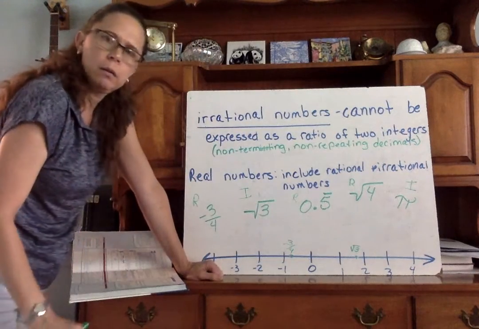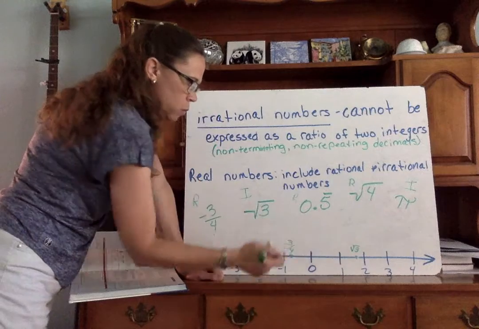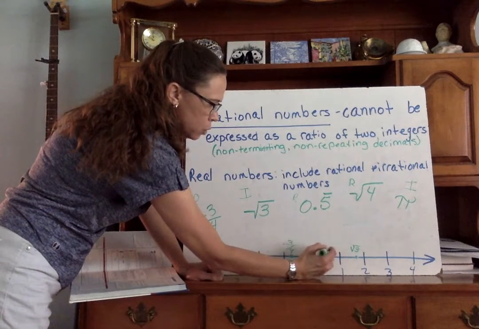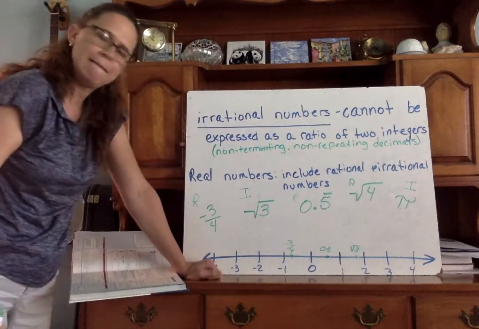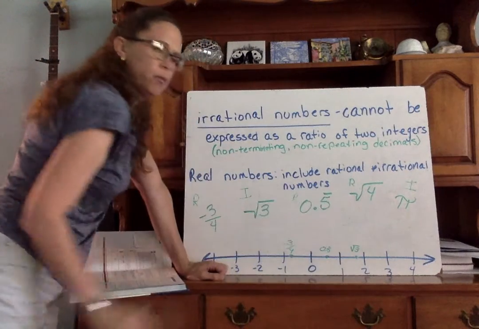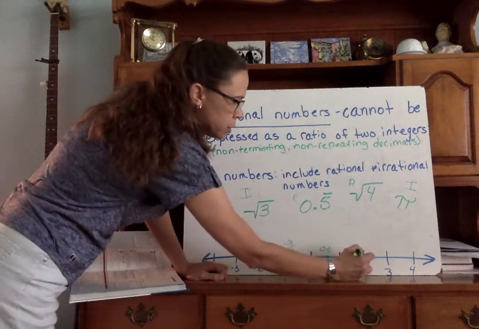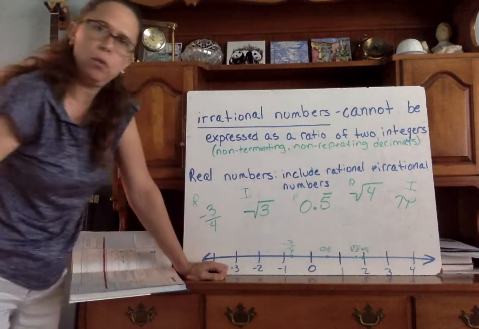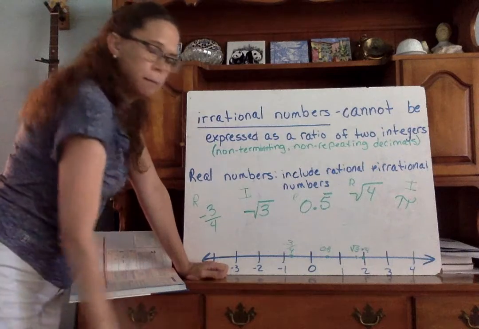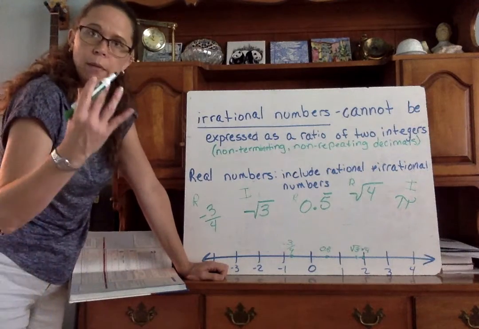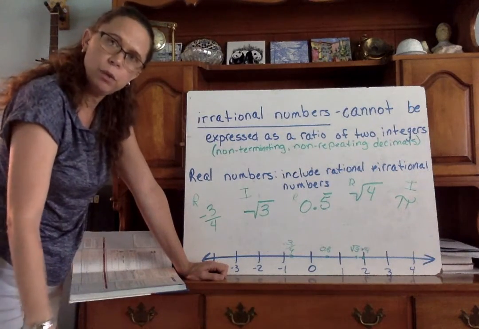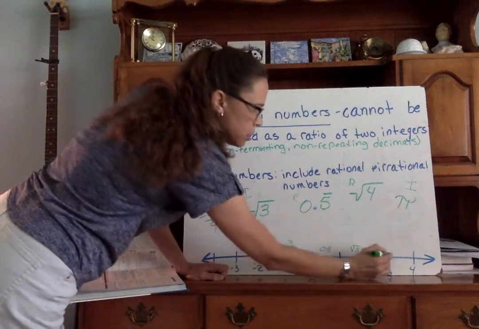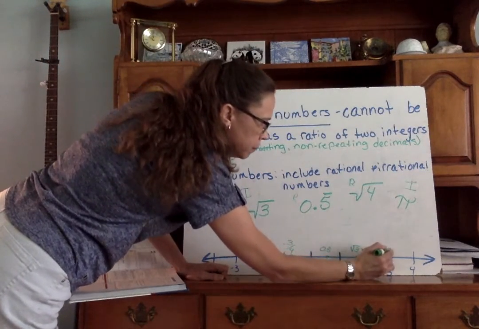0.5 repeating. Well, it's bigger than 0, but less than 1, and just a little bit to the right of half. So I'm going to put it here, 0.5 repeating. Okay? Square root of 4. Well, we already said the square root of 4 is 2. So that goes here. Okay? Pi. Well, we know that the decimal equivalent is 3.1415, on and on and on. So it's going to go just to the right of the 3.